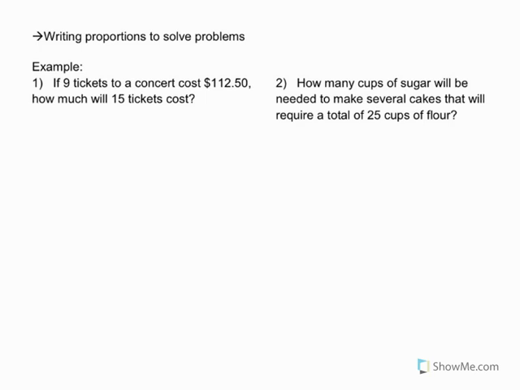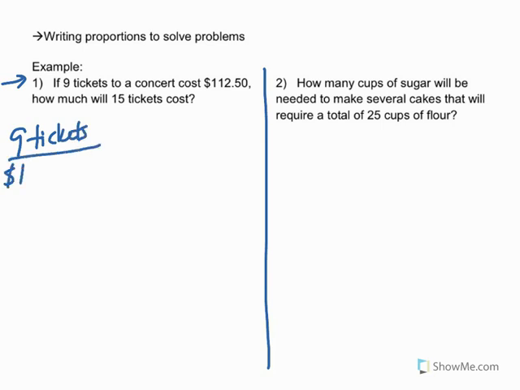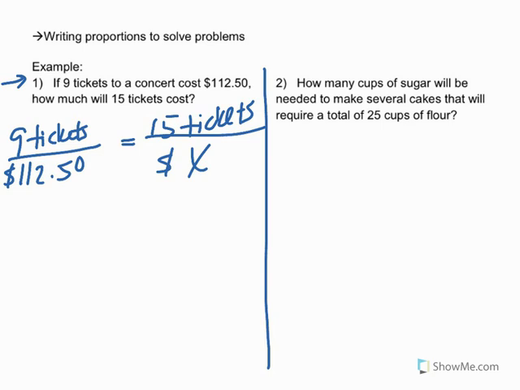It's often helpful to set up proportions to solve word problems that compare two ratios. So in this example, if 9 tickets to a concert cost $112.50, how much will 15 tickets cost? You can set up your proportion here: 9 tickets cost $112.50. If I want to know how much 15 tickets cost, I need to compare it. So I have 9 tickets is to $112.50 as 15 tickets is to x dollars. If I solve this proportion out, I should be able to get the dollar amount.